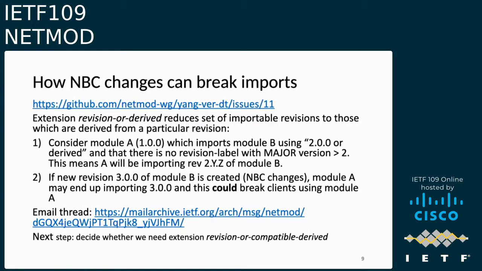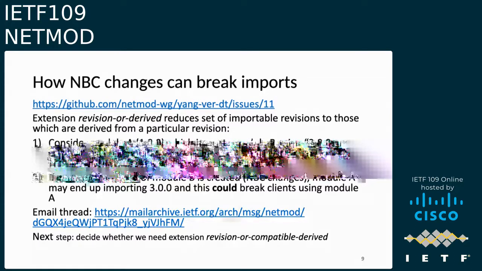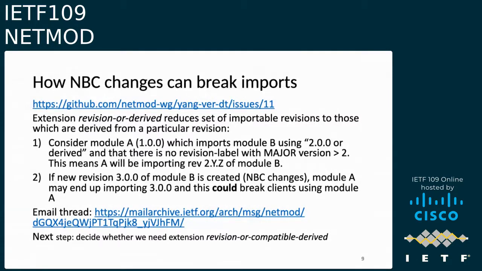One of the concepts we have is import by revision or derived revision. For example, module A could import module B at version 2.0.0 or derived, saying that 2.1.5 or 2.2.6 could work. But this is proving somewhat problematic when there might not be any 2.0.0 revision, and there might be a 3.0.0 revision which might not be compatible. So how should the compiler or whoever is doing this import find out what we are actually importing?